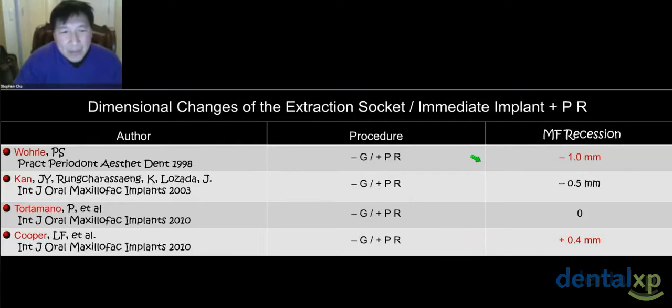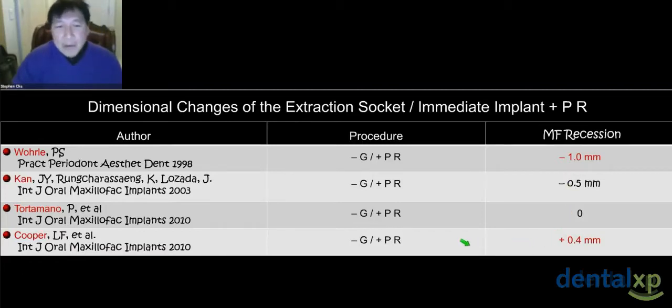Peter Worley, who was really the pioneer looking at this, reported that out of the 14 patients he had in a consecutive case series, 2 patients had 1 millimeter of recession. Joe Kahn at Loma Linda reported about 0.5 millimeter recession. This author in Italy reported no change, and Lyndon Cooper did a very nice prospective comparative study of immediate versus delayed implants, almost an equal number in each group. And he found almost 0.5 millimeter of soft tissue gain, meaning that instead of no recession or having some recession, he actually reported a gain.